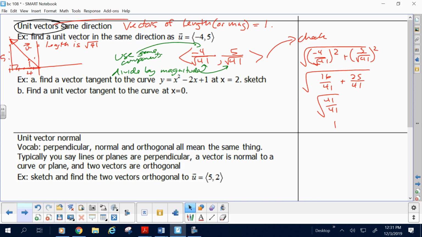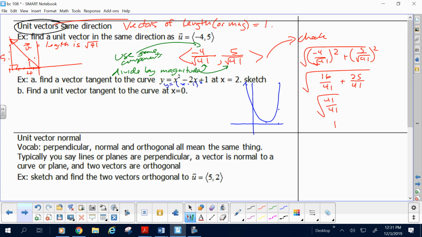So, pretty typical calculus vector question. So far we haven't actually even done any calculus, but now we will. Find a vector tangent to the curve y equals x squared minus 2x plus 1 at x equals 2, and sketch it. Let's sketch it first here. If I were to graph this, isn't this x minus 1 quantity squared? So how's that parabola shifted? Right one. All right, so here's the parabola.